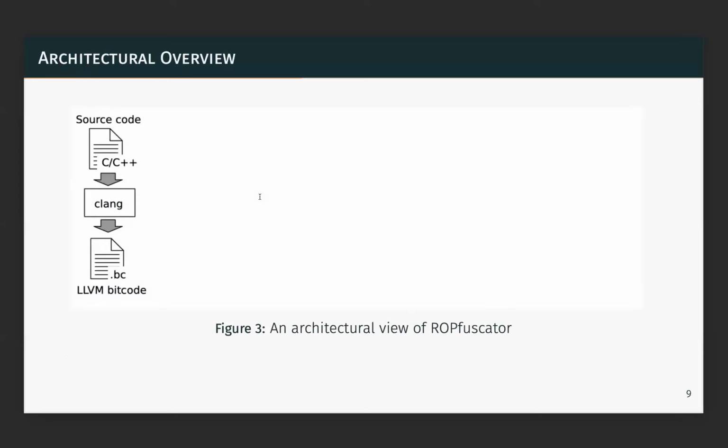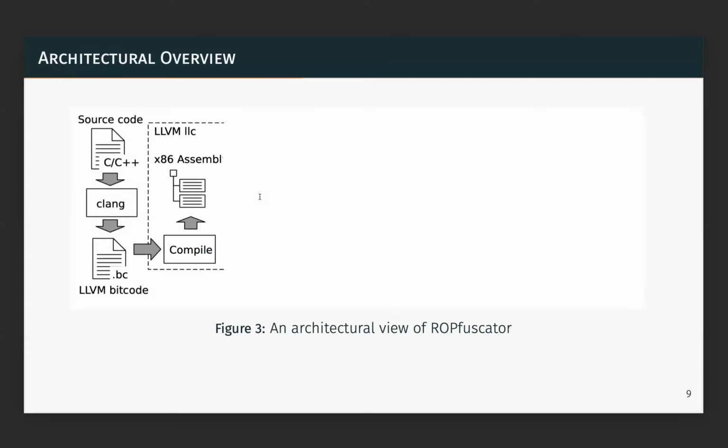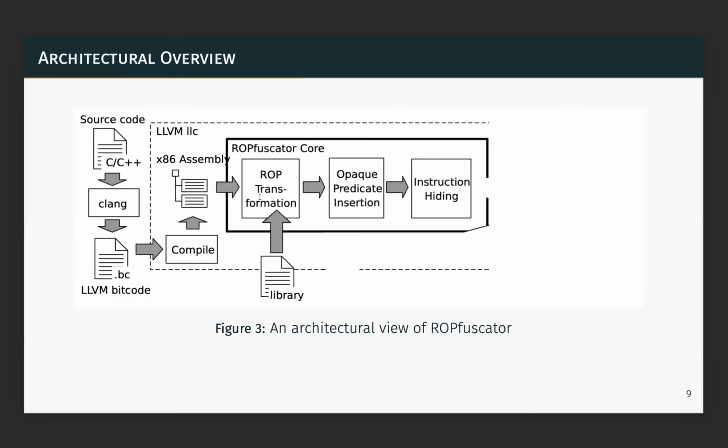Let me give you an overview of the pipeline of ROPfuscator. First of all, we start from the source code that is fed into Clang, and Clang then generates its internal bitcode representation. Then the bitcode is fed internally to the low-level compiler that is going to generate the host assembly, in our case x86. Then this is where ROPfuscator comes into play.